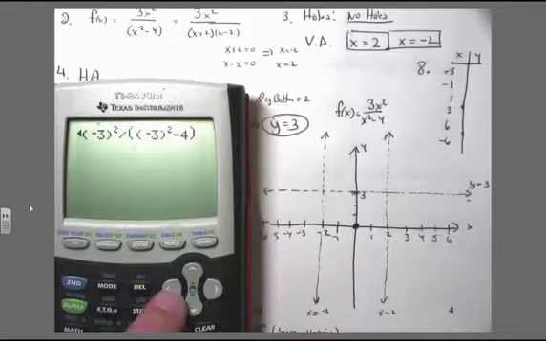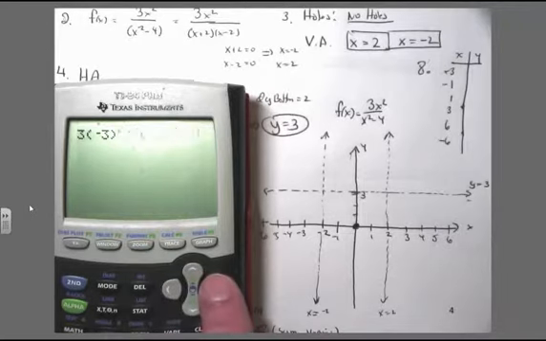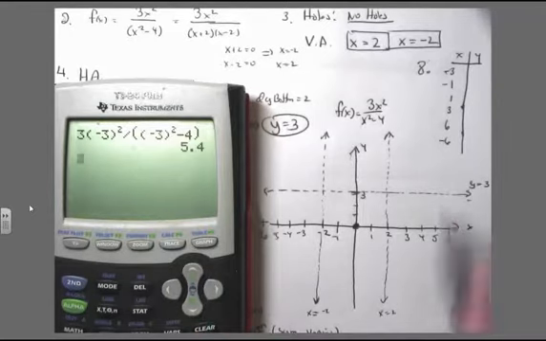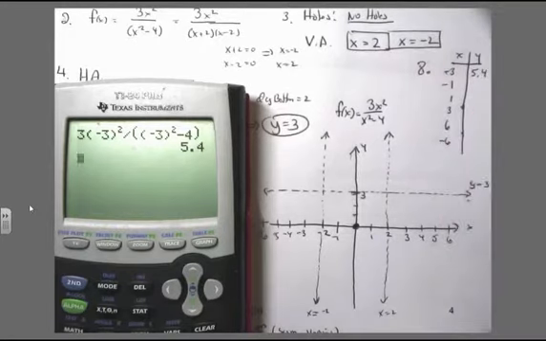Notice the wonderful use of parentheses that I typed in on this thing. Always parentheses around your numerator, parentheses around your denominator, especially when you got multiple terms. What do I get? And I'm going to plot it. It's 5.4. All I need to know is the general location.